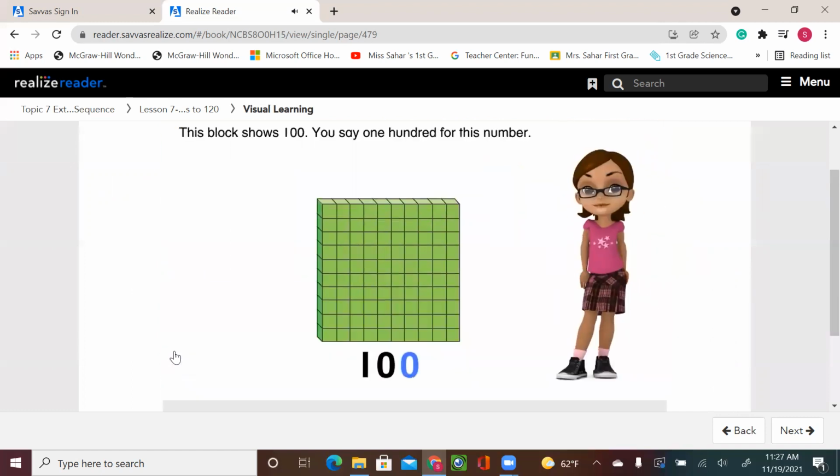This block shows 100. You say 100 for this number. So this is a block for 100. Let's count how many groups of 10. 1, 2, 3, 4, 5, 6, 7, 8, 9, 10. So 10 groups of 10s. Each group has 10 counters. That means 10, 20, 30, 40, 50, 60, 70, 80, 90, 100.